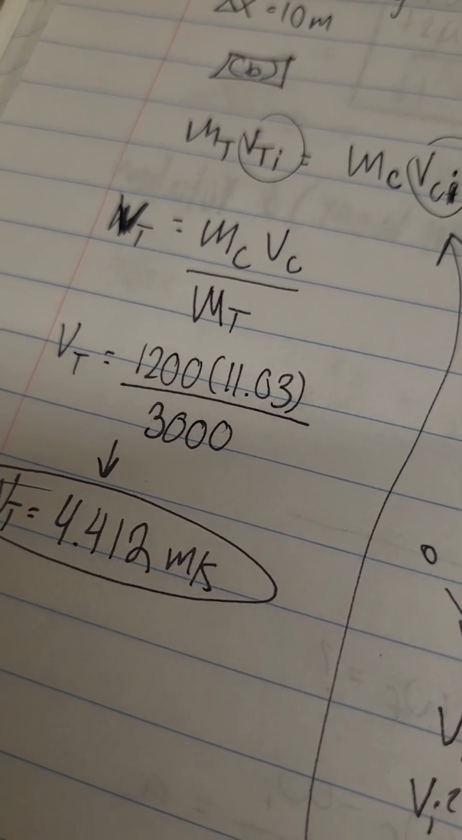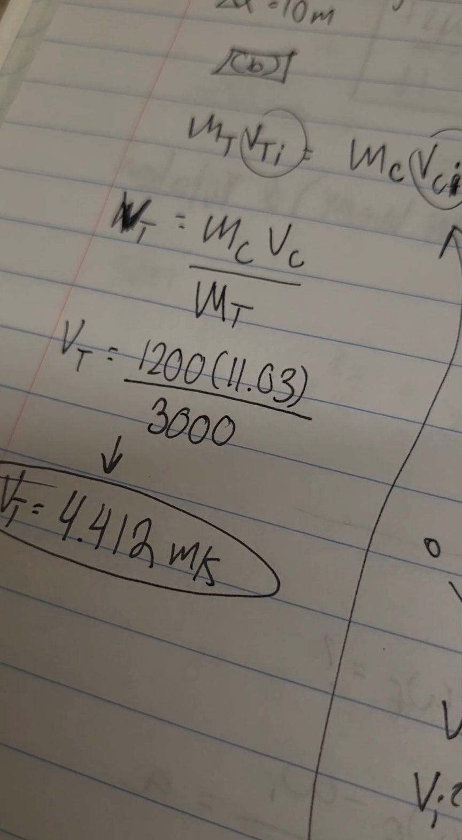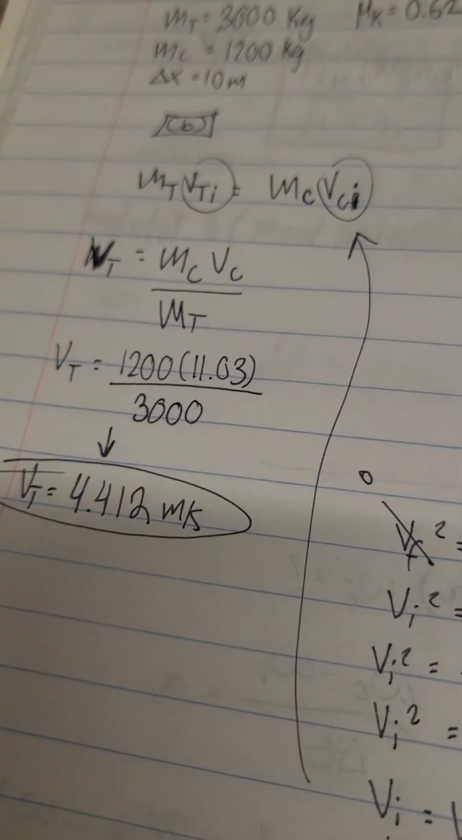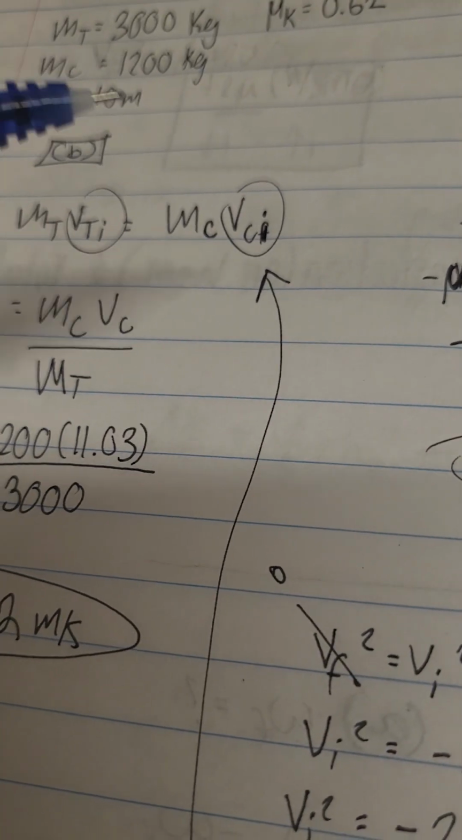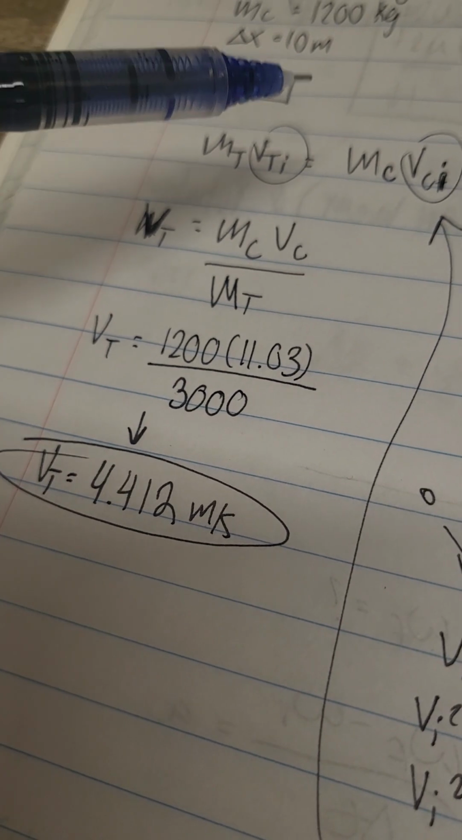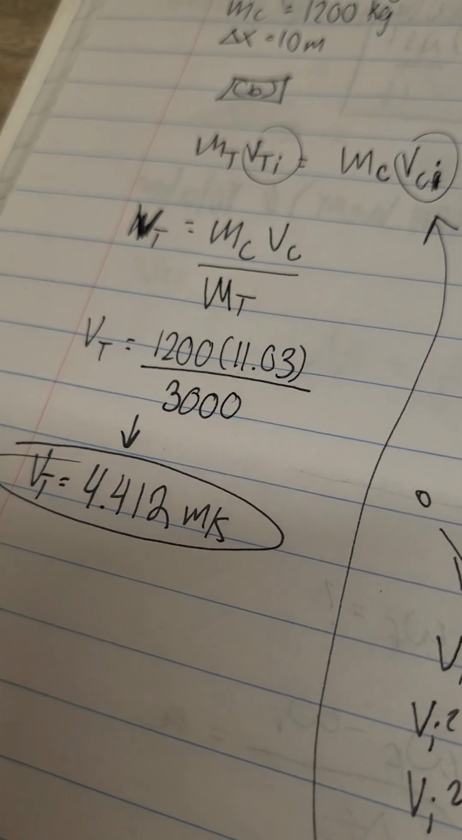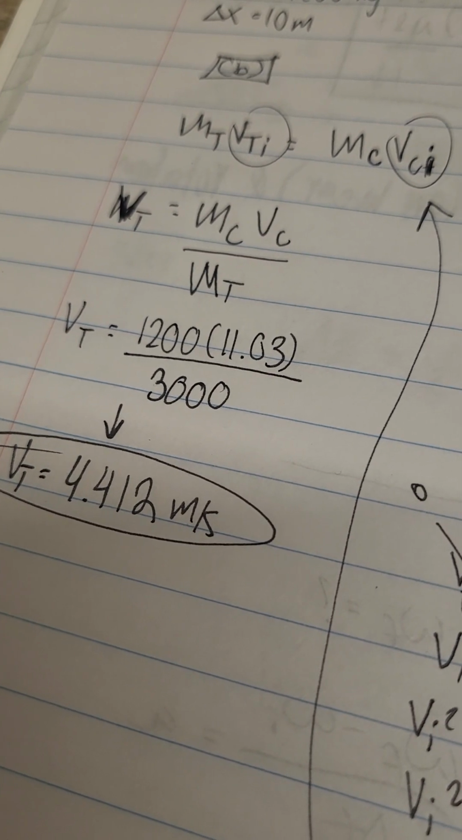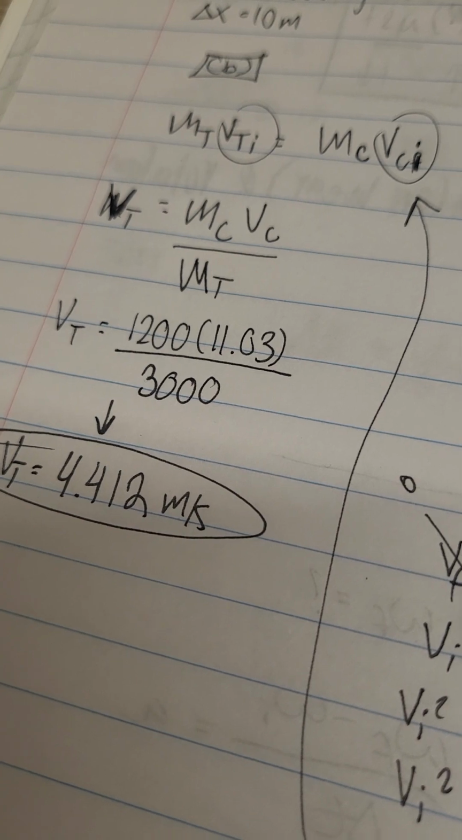So you can double check both of them. Say you want to check to see if the velocity of the car is correct. You can plug this back into the equation to see if there are any calculation errors. So that's basically how you solve question 7.